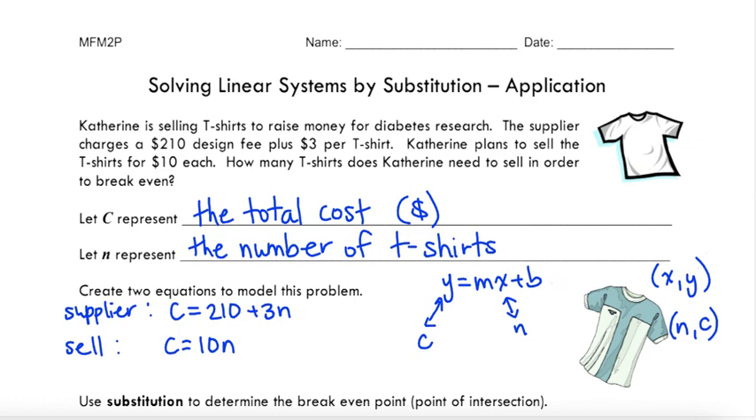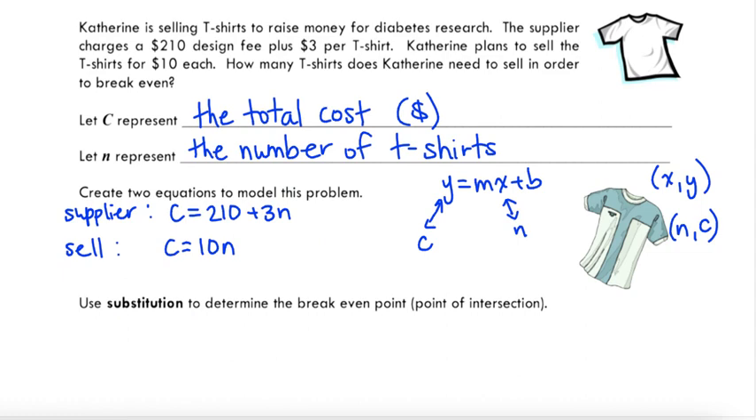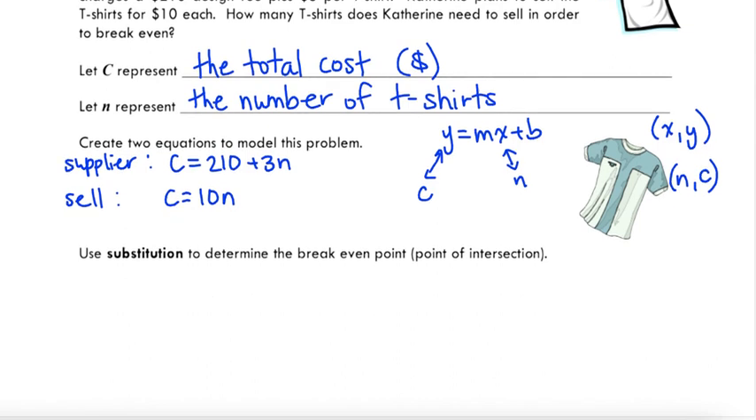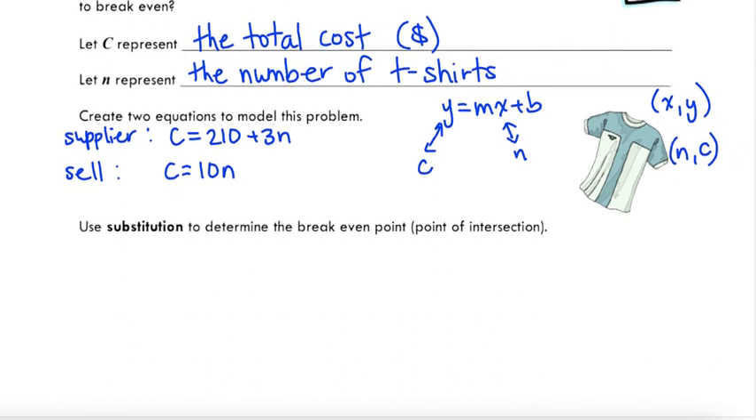Now we're going to use substitution to determine that break-even point. If I was to graph these two equations, where would they intersect on a Cartesian plane? We're going to use substitution to do that, just like we did in our previous examples. We're going to start by labeling our equations 1 and 2.